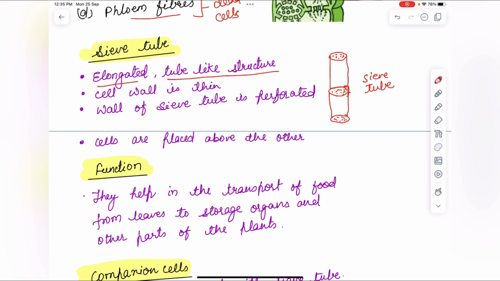The cell wall of this sieve tube will be thin. The wall of the sieve tube is perforated, meaning there will be pores present in this sieve tube. Holes will be present. Cells are placed one above the other. The function is that they help in the transport of food from leaves to storage organs and other parts of the plant. So it will help in the transportation of food.